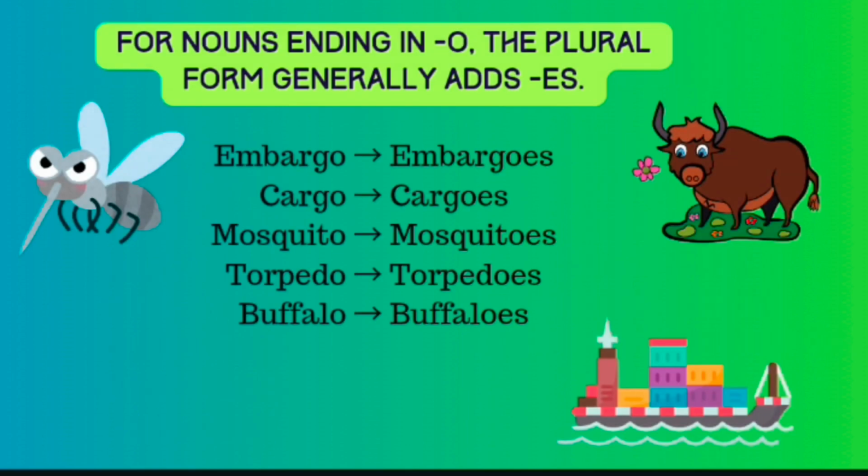For nouns ending in O, the plural form generally adds ES. According to this rule, the singular nouns that end with an O usually add an ES in order to get converted to its plural form. The first example is embargo. To convert it to its plural form, we simply add ES. So embargo becomes embargoes. Mosquito, mosquitoes. Buffalo, buffaloes.